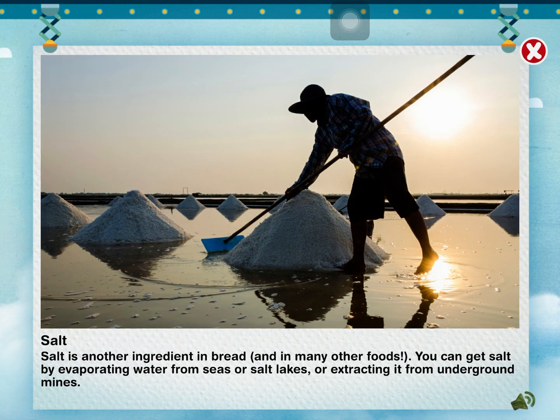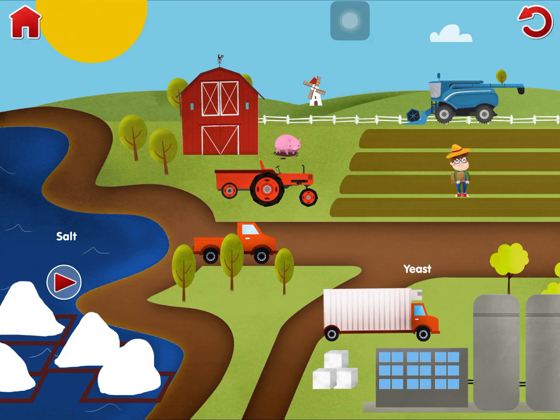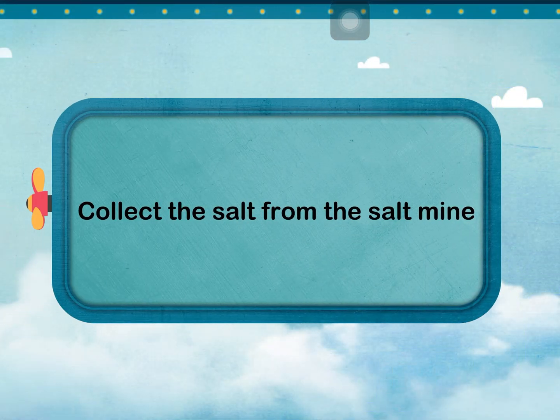Salt is another ingredient in bread and many other foods. You can get salt by evaporating water from seas or salt lakes, or extracting it from underground mines. Collect the salt from the salt mine.